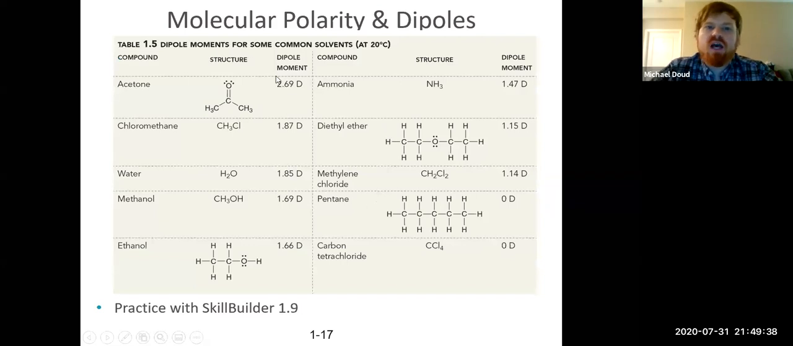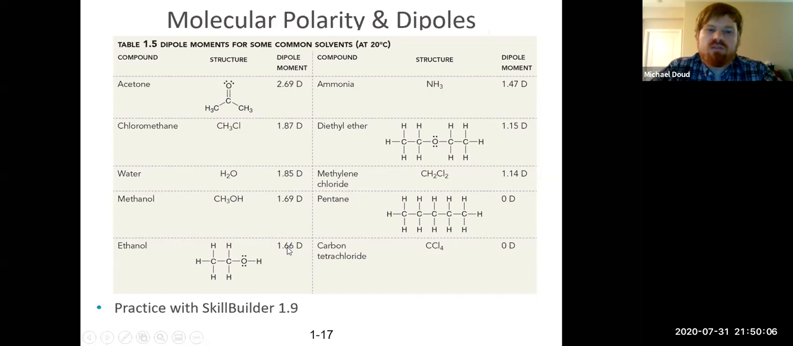This just gives you an idea of polarity of different solvents that, again, normally you would use in lab. This time you're just going to have to understand it this semester. Acetone has a dipole moment of 2.69 Debye, so it's considered a polar solvent. Chloromethane, not a solvent per se, but it would have a dipole moment of 1.87. Water, of course, classic polar solvent, has a 1.85 Debye.